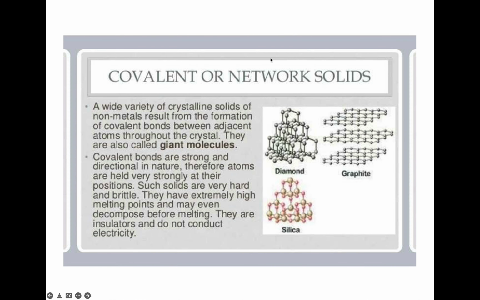Now, covalent or network solids: you can see diamond, graphite and silica given here. Many crystalline solids of non-metals form covalent bonds between adjacent atoms throughout the crystal, and these are also called giant molecules because so many atoms are included in this. Covalent bonds are very strong and directional, so atoms are held strongly, and breaking a covalent bond is very difficult. Therefore they have high melting points and even decompose before melting. These are insulators, so they do not conduct electricity.